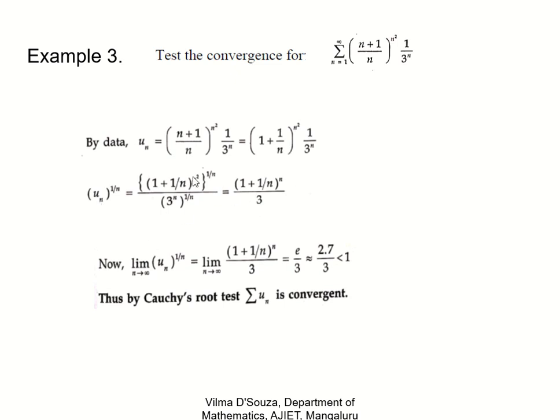So find the limit of this as n tending to infinity. Limit n tending to infinity un to the power 1 by n. What is un to the power 1 by n? Substitute: 1 plus 1 by n to the power n divided by 3. But this is the standard limit as I have given in the note. You have used it in the previous problem also. This value is e by 3. E is nearly equal to 2.7, so 2.7 divided by 3 is less than 1. So the value of the limit is less than 1, and by Cauchy's root test, summation un is convergent.